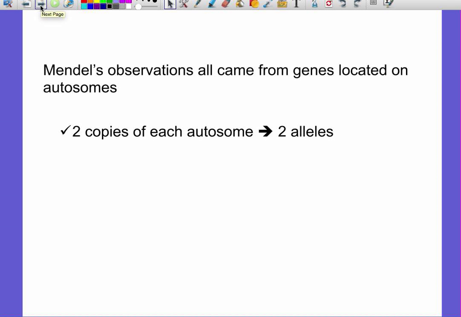Now, first off, we need to recall that all of Mendel's observations from last chapter were talking about genes that are located on autosomes. Remember, you have 2 copies of each autosome, one from mom, one from dad, which means you're going to have 2 alleles for every gene.